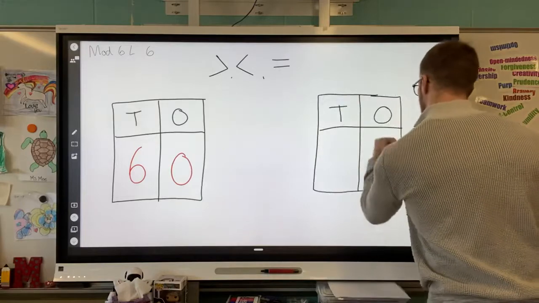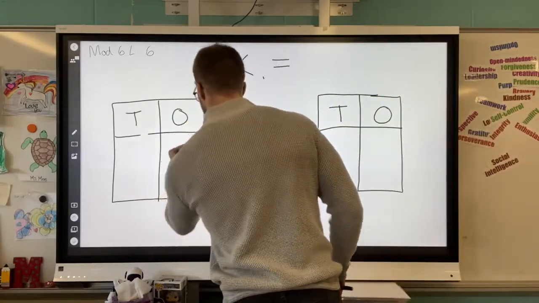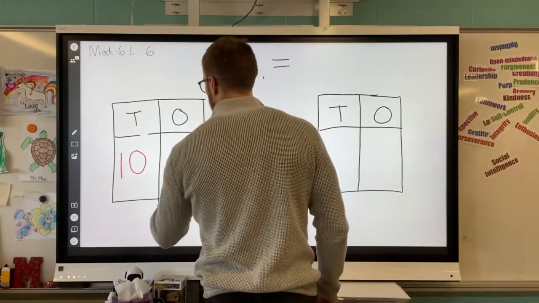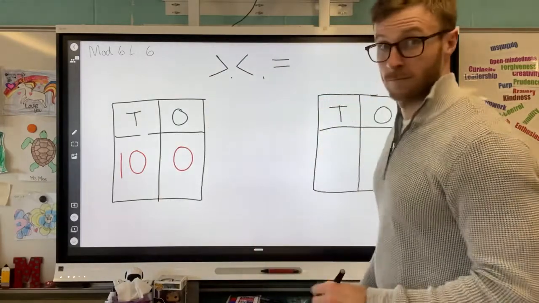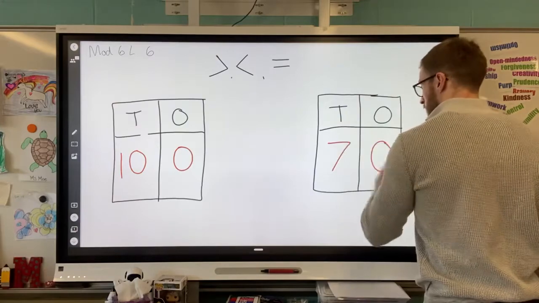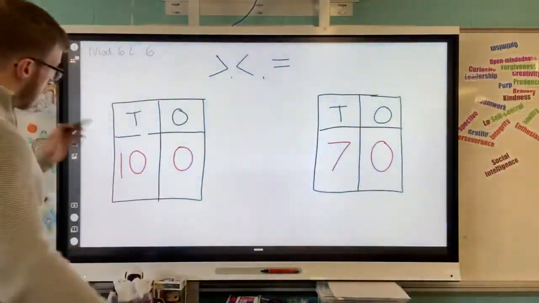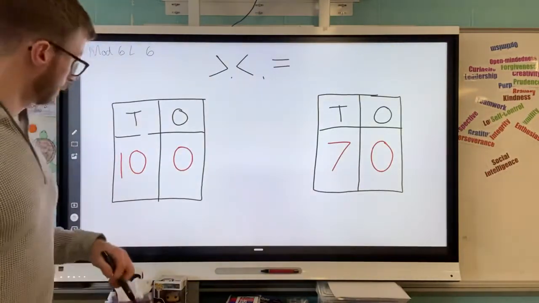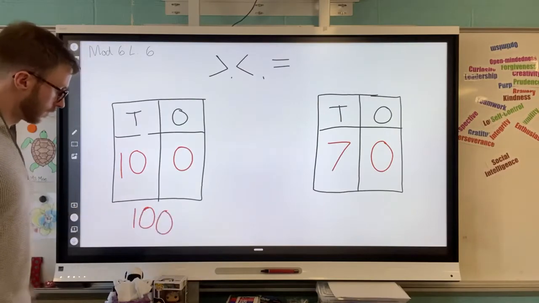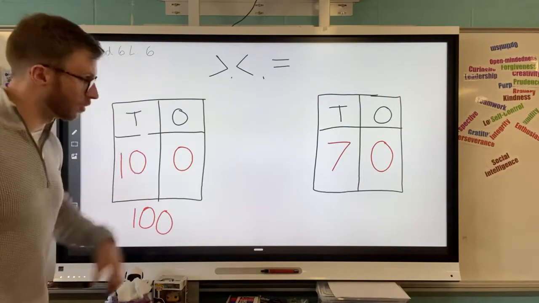Okay, now our first number, I'm going to have 10 tens with 0 ones. Trying to trick you here. And then 7 tens, 0 ones. Okay, so 10 tens. What's this number look like? It's the number 100. So the number 100 is 10 tens and 0 ones.